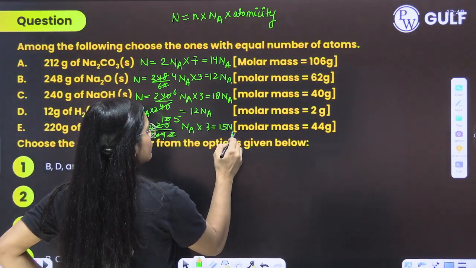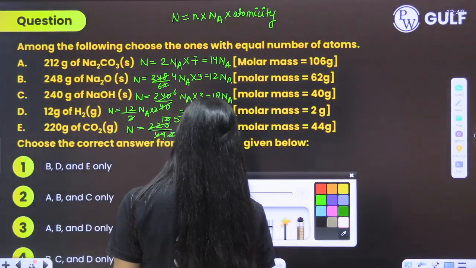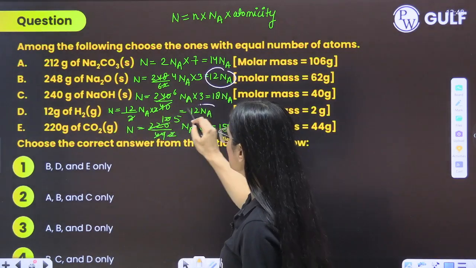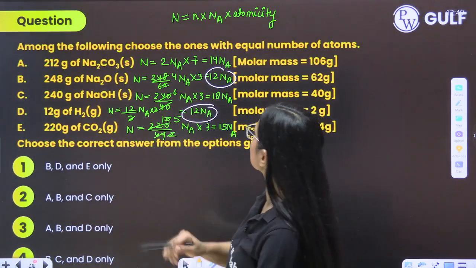So which of the following has equal number of atoms? Equal number of atoms are present in your B and your D. So B, हमने कहीं गलती कर दी क्या? I think we have made some mistake here.